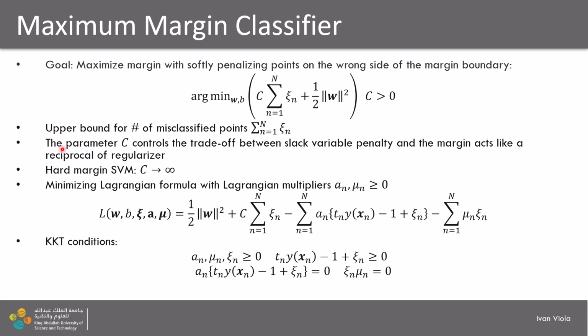As we said, the parameter C controls the trade-off between the slack variable penalty and the margin, and acts as a reciprocal of the regularizer.